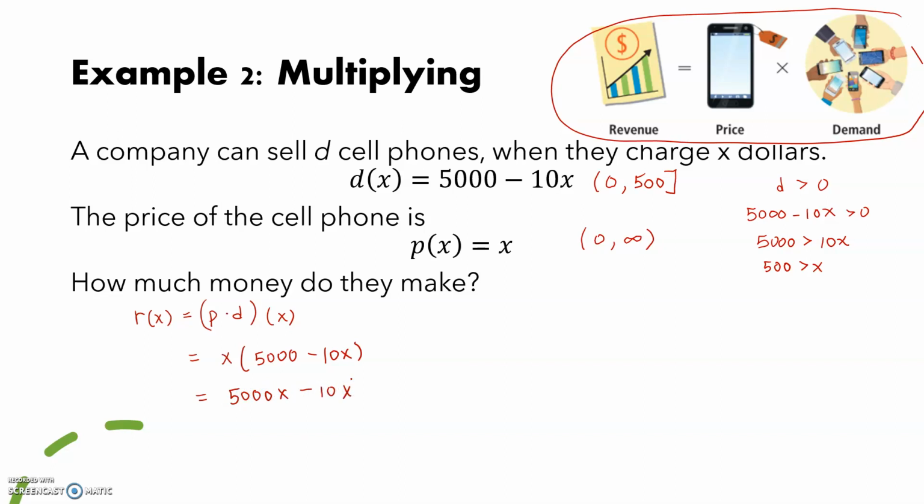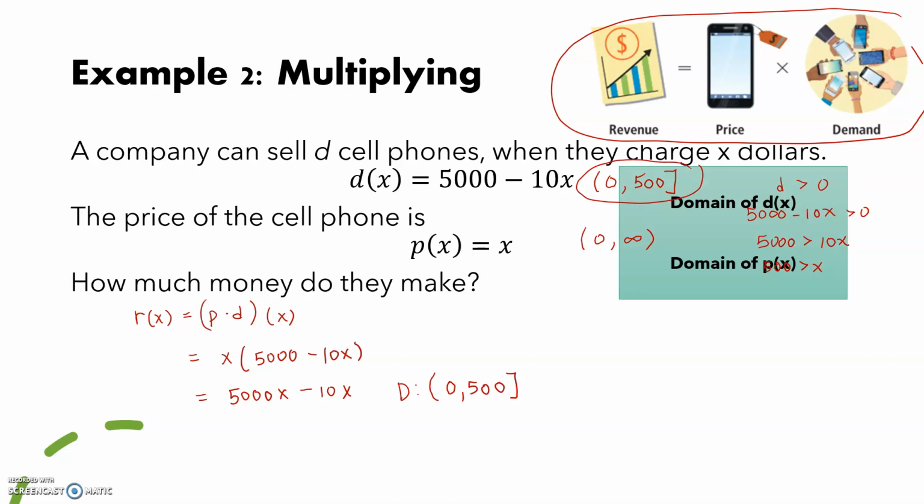And again, we're going to use the most restrictive domain we have. So we're going to use this domain, the most restrictive we have, which would be from 0 to 500. So when you add or subtract or multiply, you inherit the most restrictive domain possible.